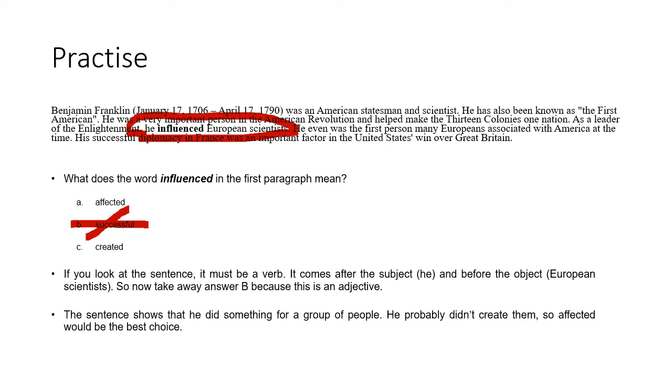So by saying he influenced them, the best answer would be he affected them. He changed them in some way. He affected them. So the answer for this is A. Influenced means affected.